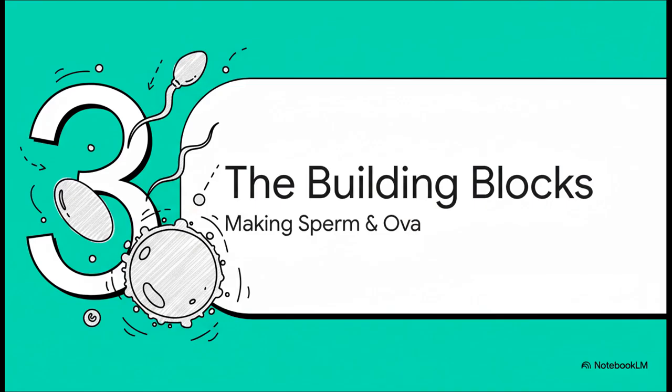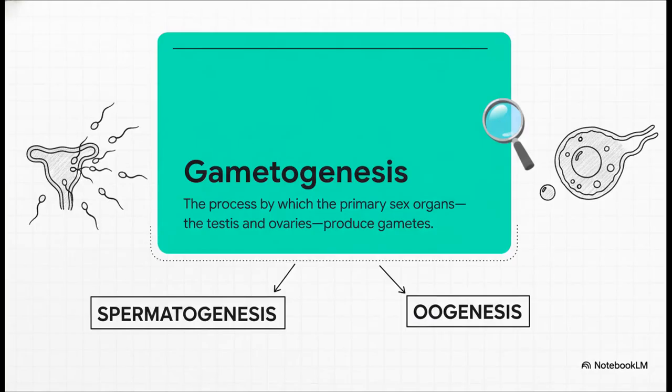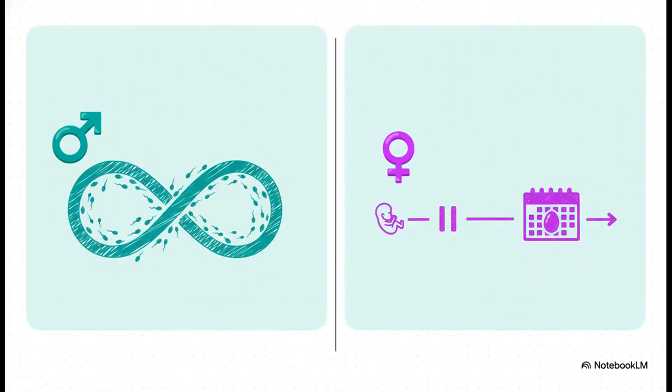Okay, so we've met the systems, now let's focus on what they actually produce, the building blocks themselves, the gametes. We're going to dive into how sperm and ova are actually made. The big picture term for this whole process is gametogenesis. In males, we call it spermatogenesis, and in females, it's called oogenesis. And as you're about to see, even though they have the same end goal, the way they get there is, well, it's remarkably different.